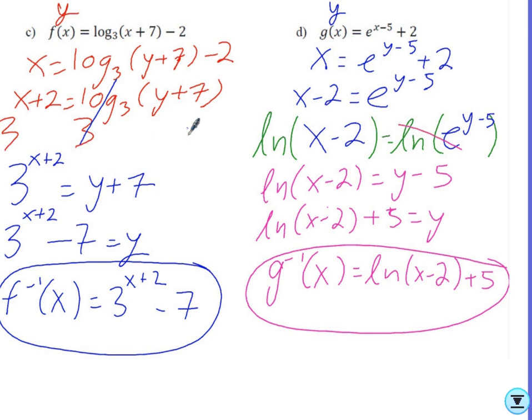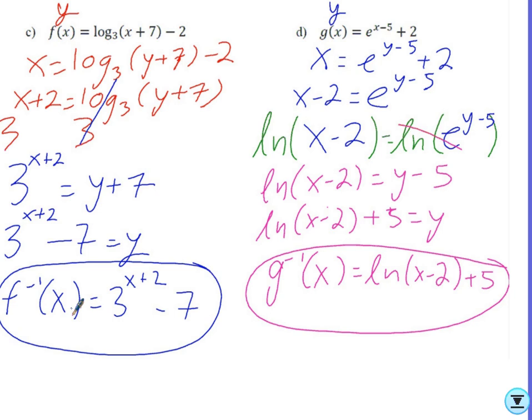Then we finally need to subtract 7 from each side. So that is how I got 3 to the x plus 2, minus 7 equals y, which rewriting it in proper inverse notation is f inverse of x is 3 to the x plus 2, minus 7.